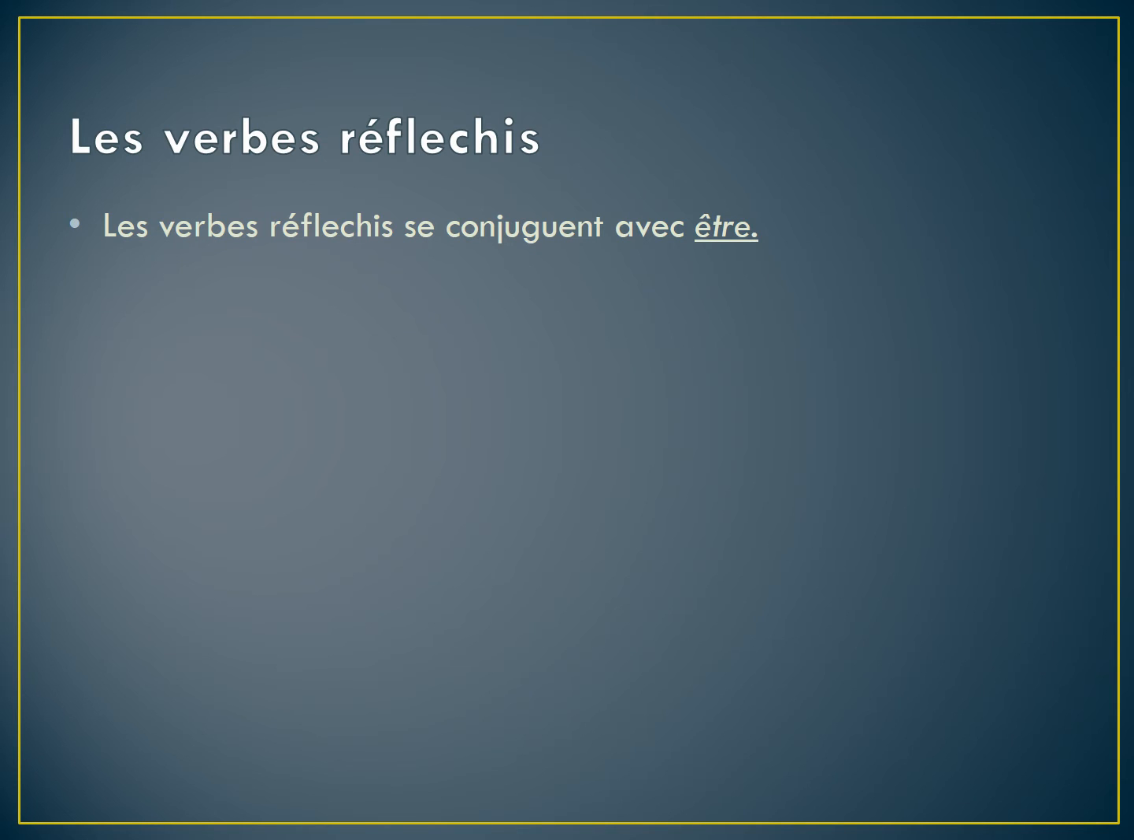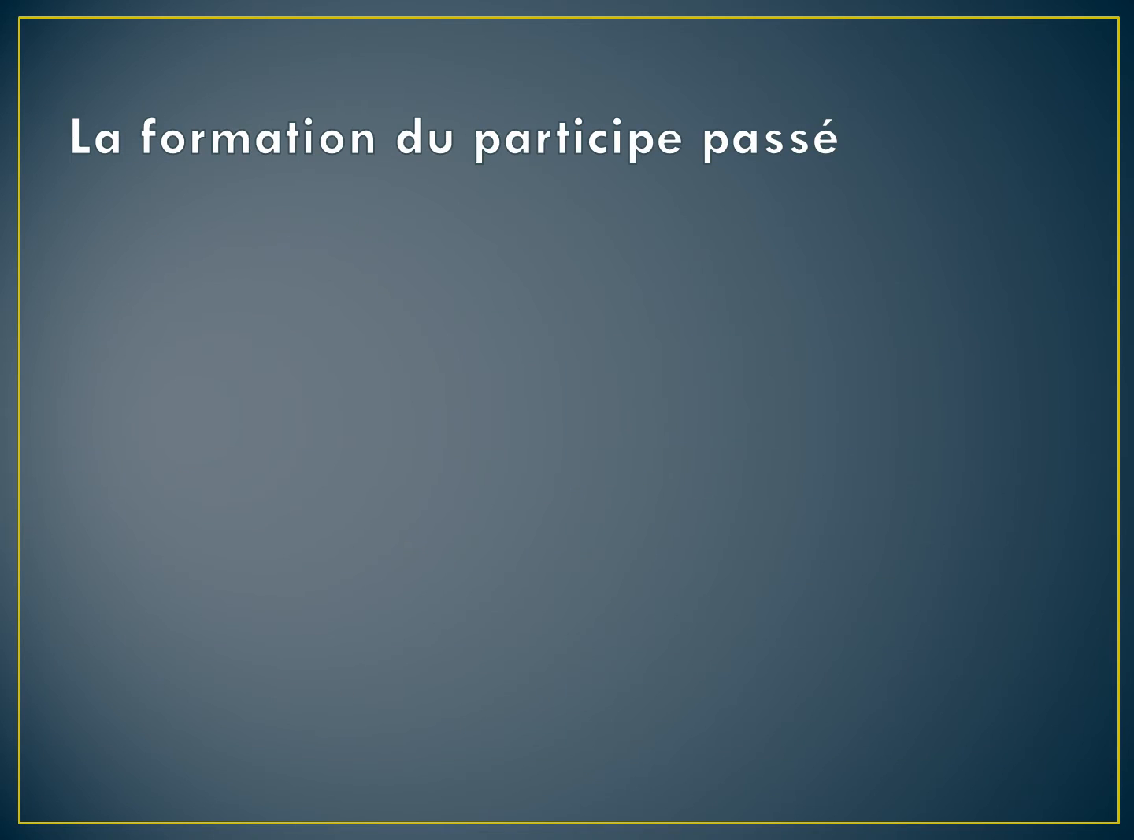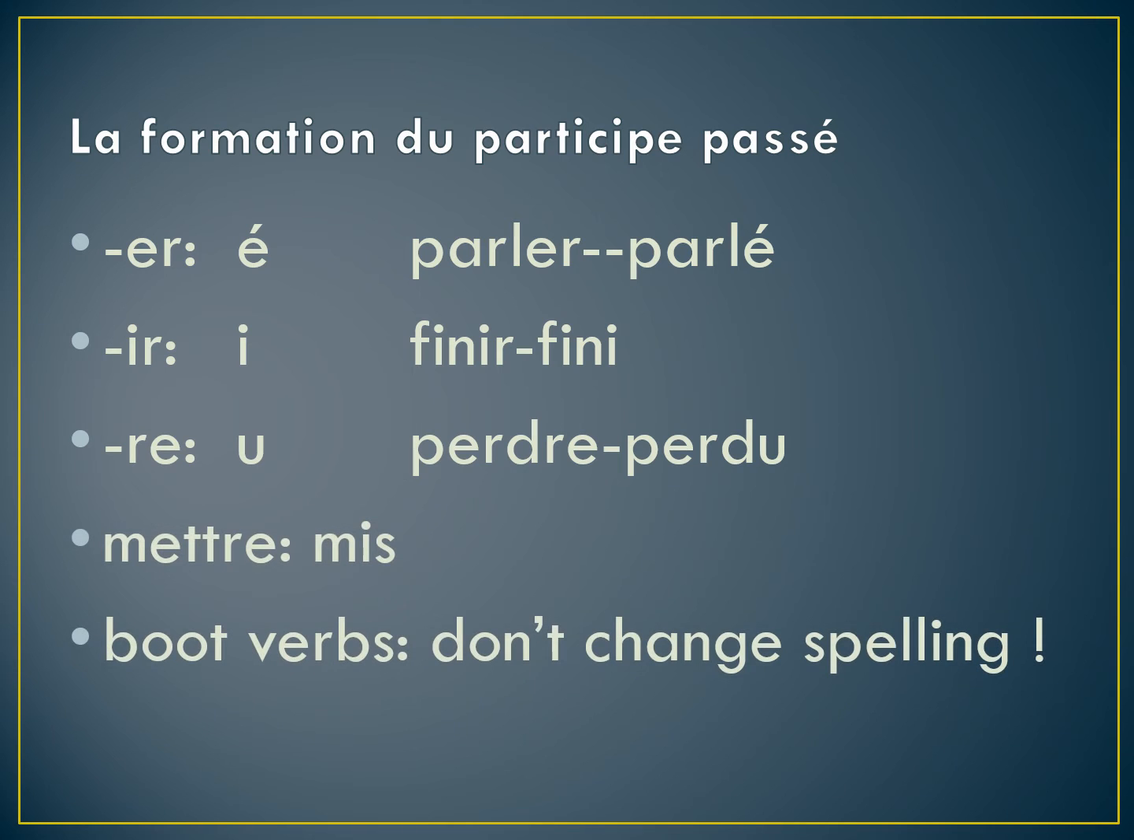All reflexive verbs take the verb être in the passé composé. Here you see an example of the conjugations with the verb se coucher. We have a reminder on this slide of the spelling of the past participles for different verbs depending on the ending, and we include the verb mettre as well because it is irregular.